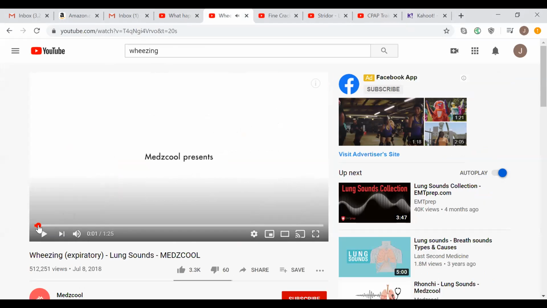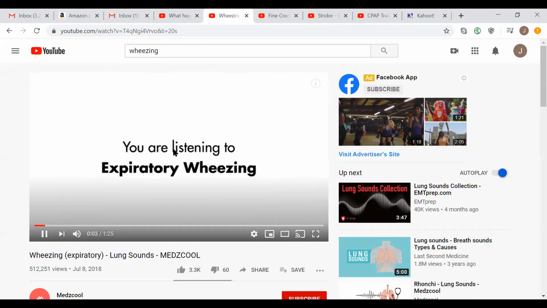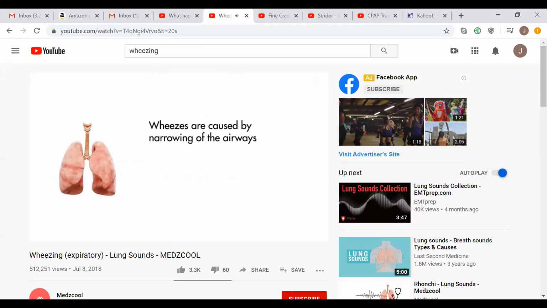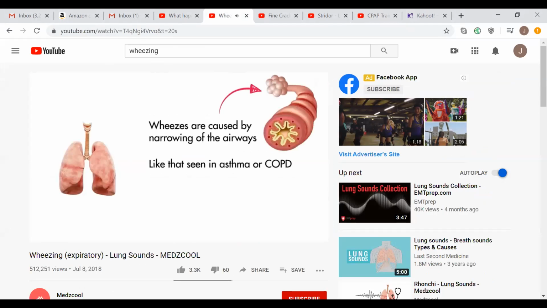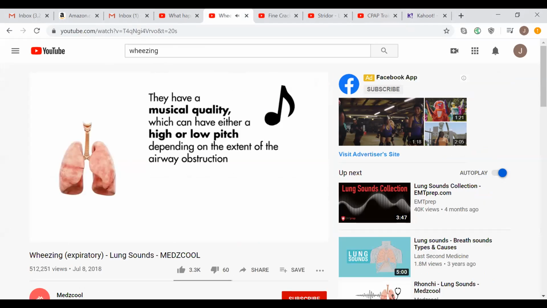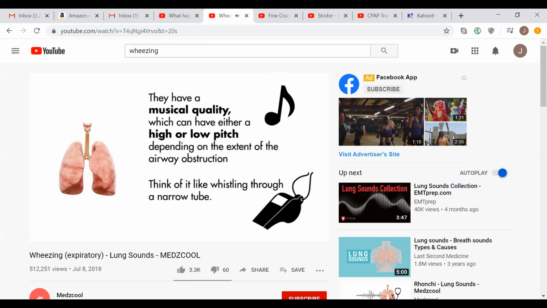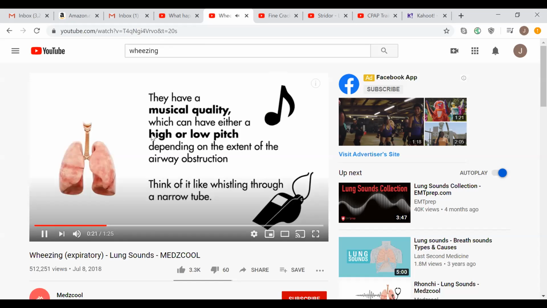All right, so this is wheezing. Here we go. The sound you're hearing comes from when they are breathing out, because as your patient is breathing in with asthma, their airway actually opens up to allow air in, but it makes it difficult for the air to be pushed out, and that's where this wheezing sound comes from.